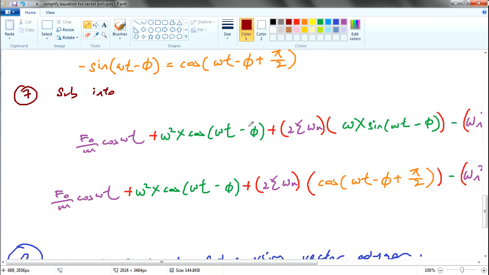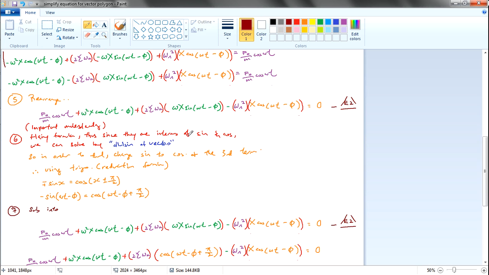So why we change the sine to cosine is just because there are so many cosines over here and there is only one sine over here. So in order to do that, we change the sine to cosine first, because eventually you want everything to be the same, and then you can do something with it. So what do I mean by do something with it?